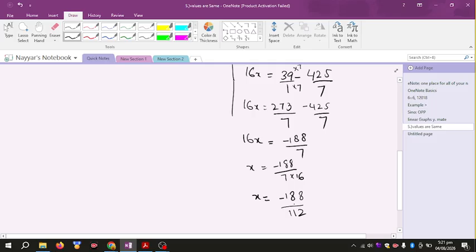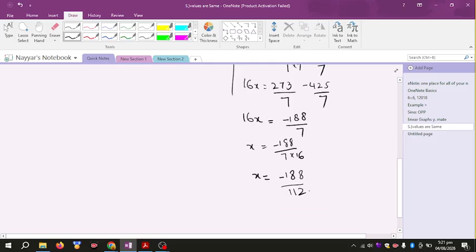simplify it with a table of 2. So 2 times 9 is 18. 2 times 4 is 8. 2 times 5 is 10. 2 times 6 is 12. 2 times 4 is 8. 2 times 7 is 14. 2 times 2 is 4. 2 times 8 is 16.